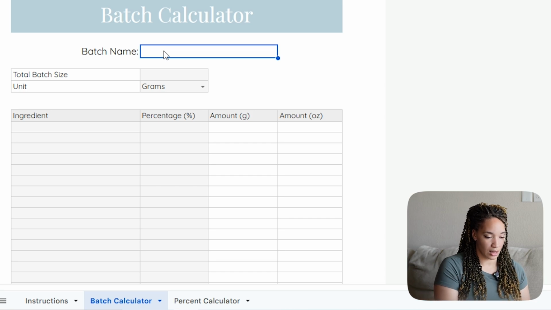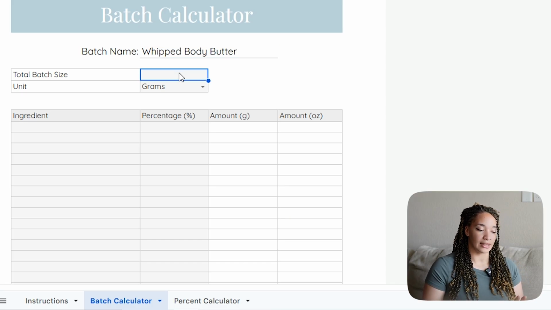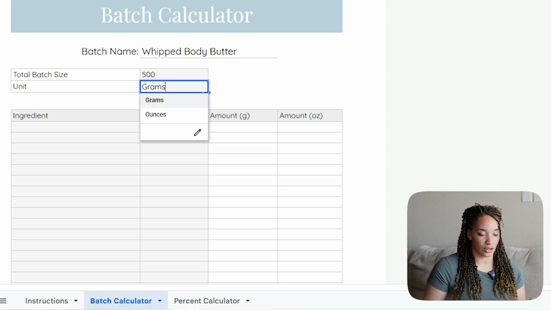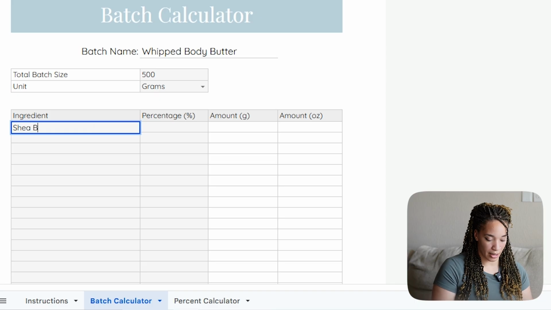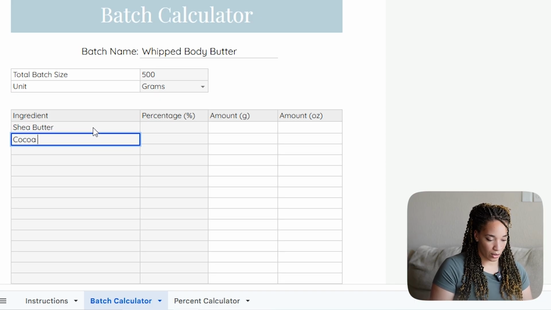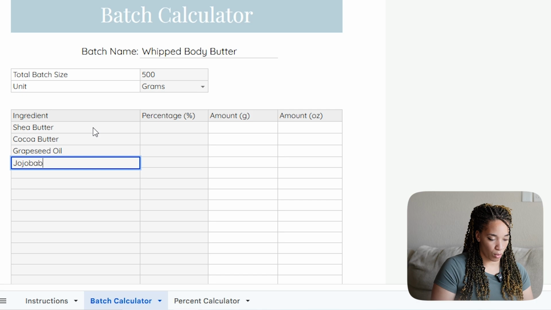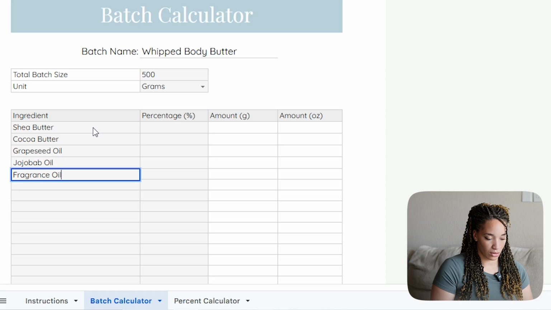So let's first put in the batch name, and this is going to be whipped body butter. And let's say I want this to be 500 grams. So you'll put your batch size in, and then you can also switch it over to ounces if you were going to do ounces, but I'm going to do grams, so I'll keep that there. And then I'll put in my ingredients. So shea butter, cocoa butter, grapeseed oil, jojoba oil, and fragrance oil.